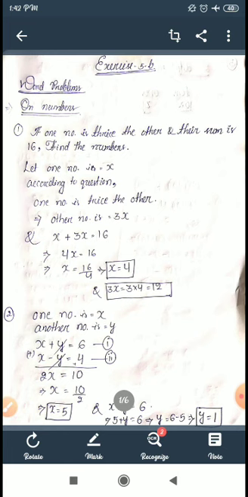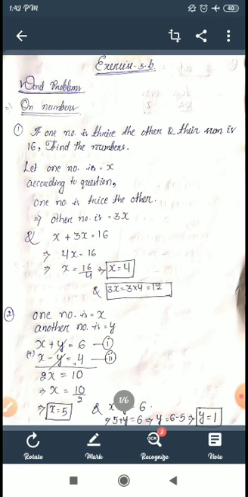In question number 1, open your book, chapter 5, page number 14. See exercise 5b, question number 1. If one number is thrice the other and the sum is 16, find the numbers. If one number is thrice the other number and their sum is 16, then find the numbers.